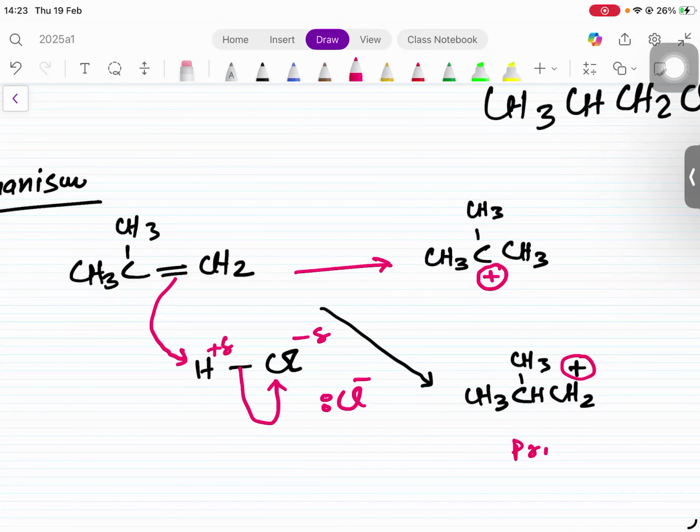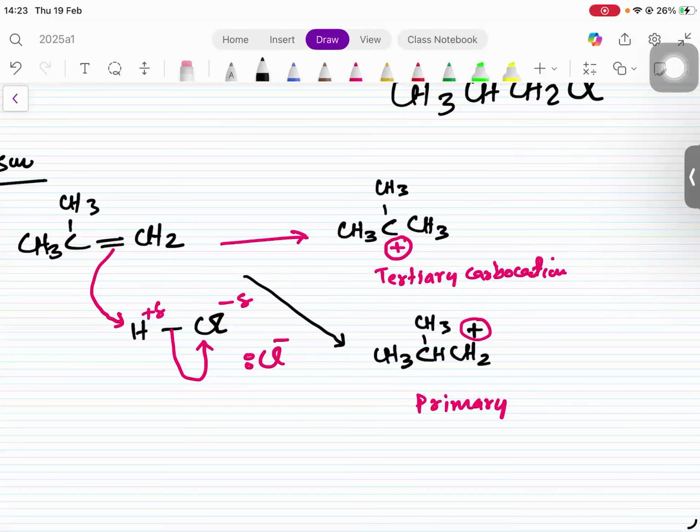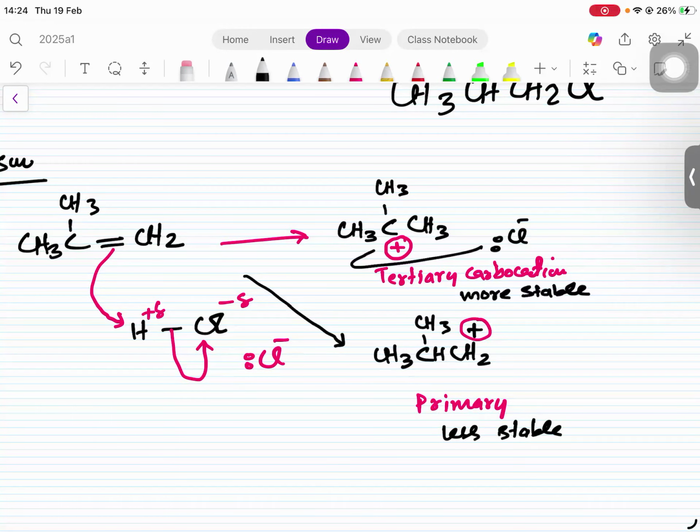This is what? Primary. And what about that one? Yes, that's a tertiary carbocation. So now it's a huge difference in the stability. So tertiary carbocation is what? More stable. And this is less stable or unstable. So the Cl negative is going to add up to both these carbocations. Obviously, as this carbocation is more stable, so more of it forms.